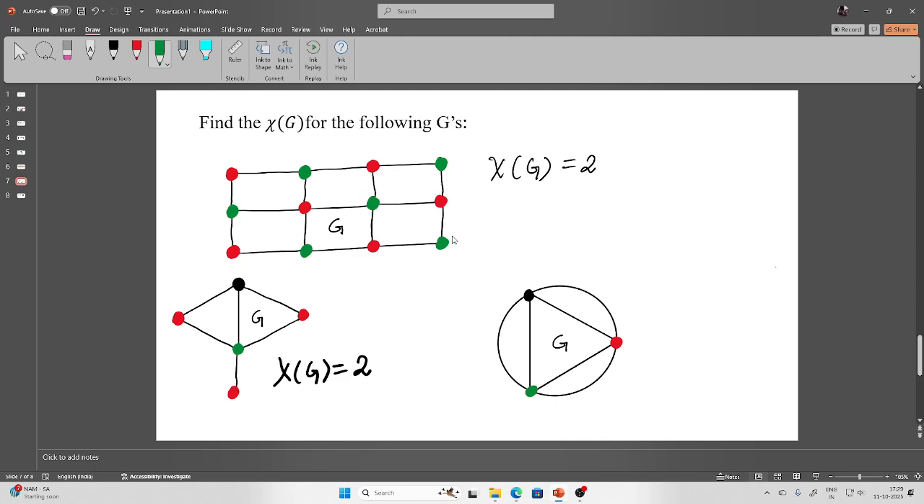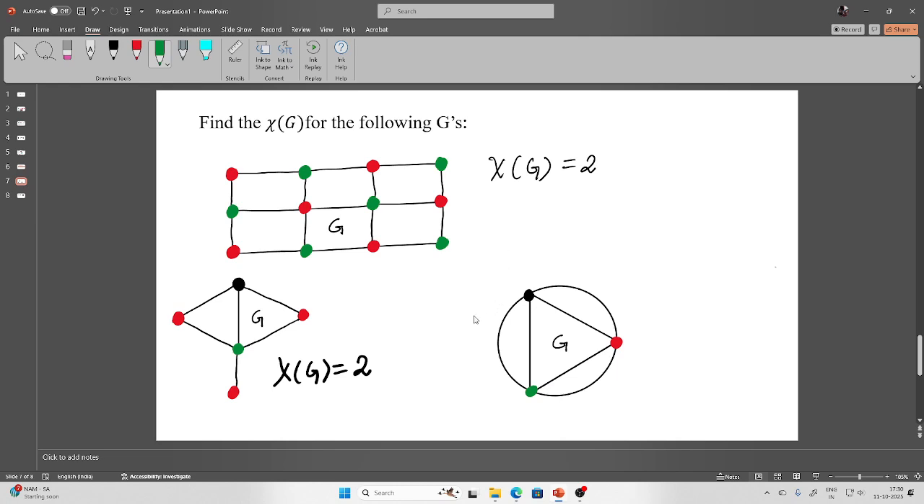That means no two adjacent vertices should have the same color, and at the same time the number of colors which you have used should be minimum, so that will give you the chromatic number. So in this way we color the vertices of any graph.